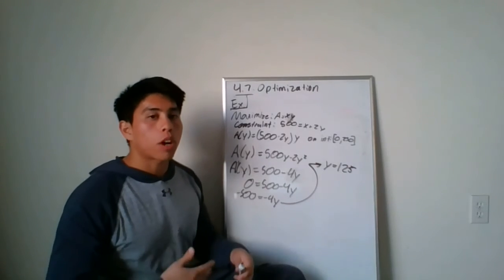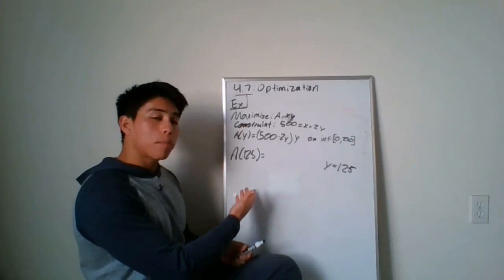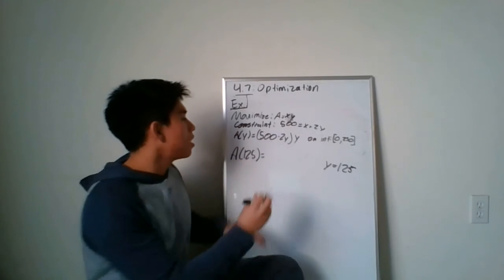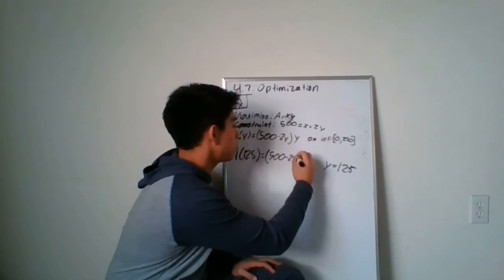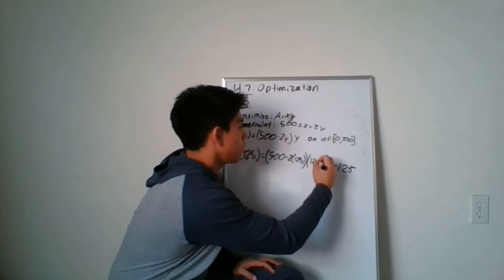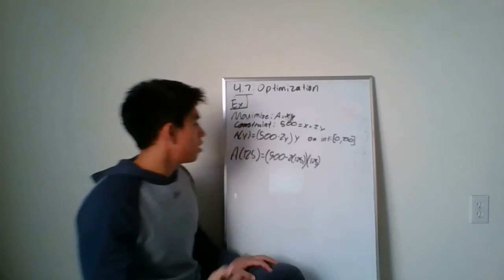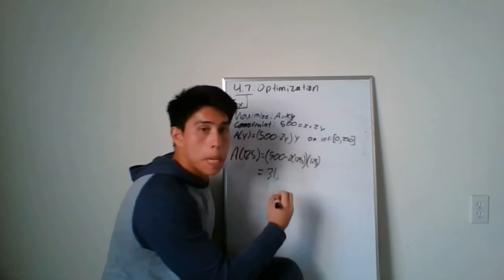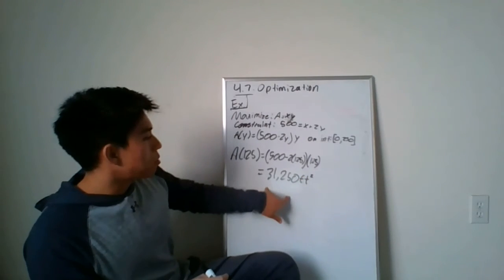And so to find out what our maximum area would be, we would simply plug it back into our area function. So it would be the area of 125. And this would give us 500 minus 2 times 125, times 125. Cool. And this would actually give us 31,250 feet squared. That would be the maximum area.